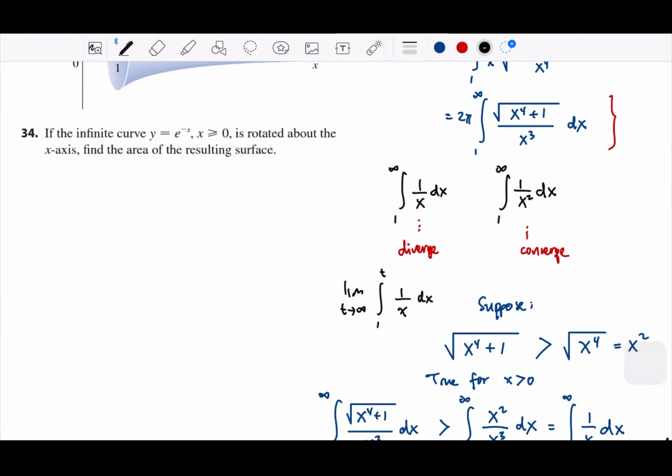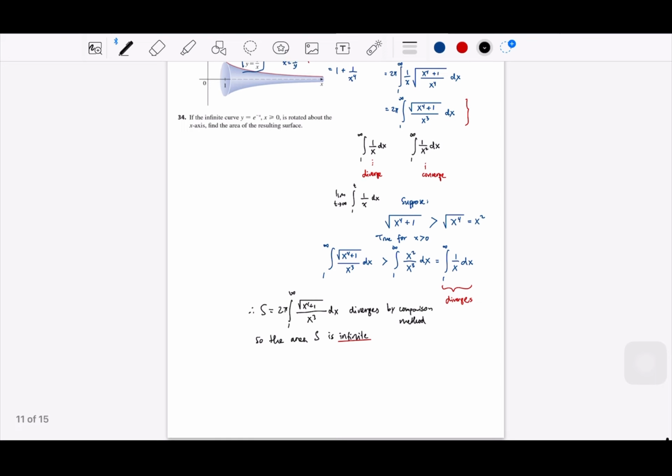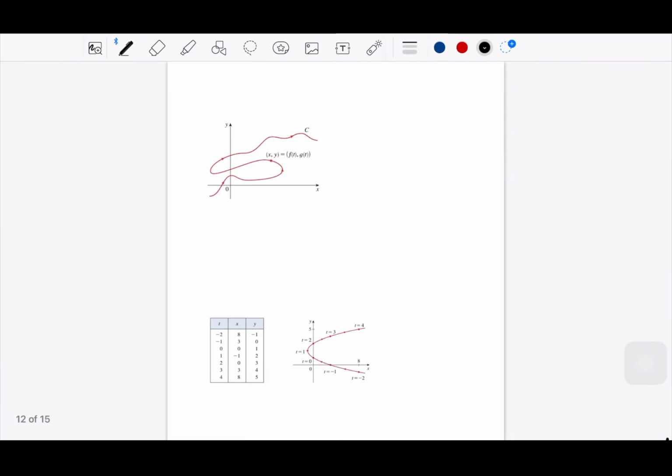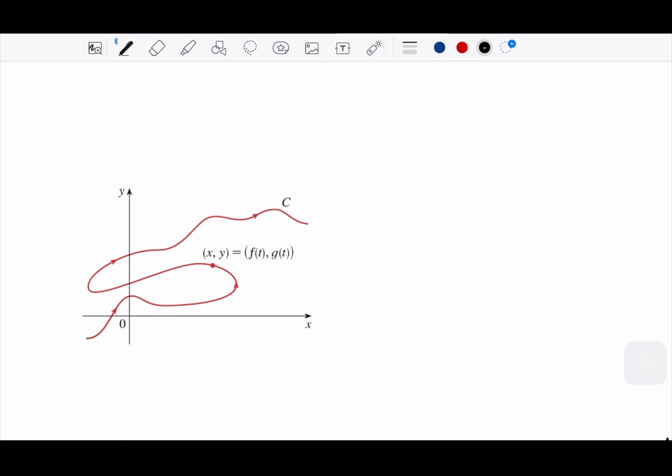Okay, I think we can move on and let's try at home. Okay, number 34. Now the next is we are going to move to chapter 10. So chapter 10 is what we call parametric equations and polar coordinates.